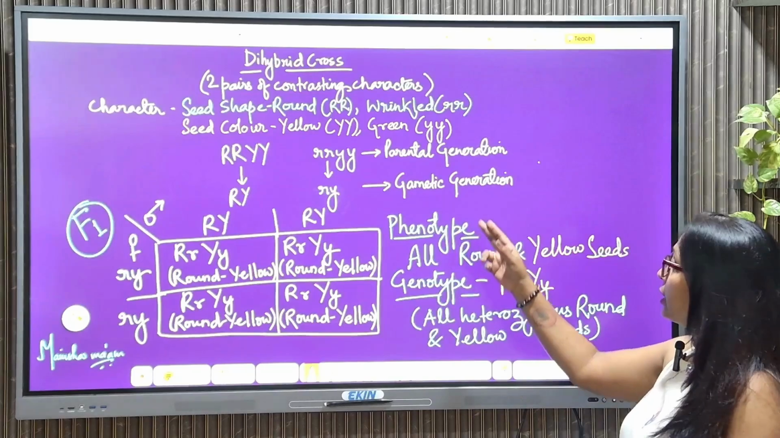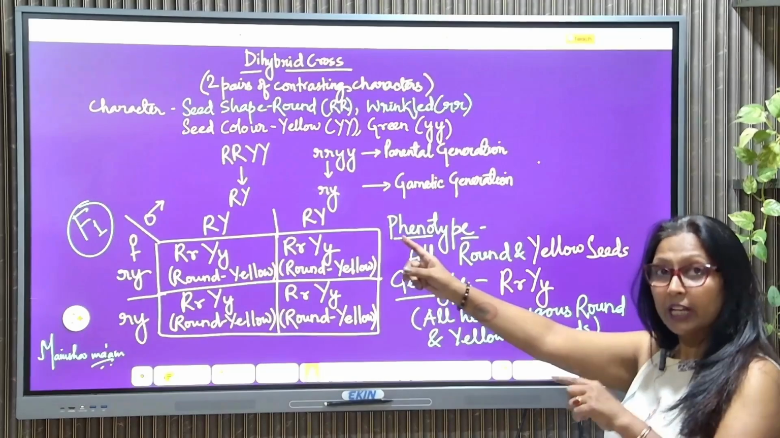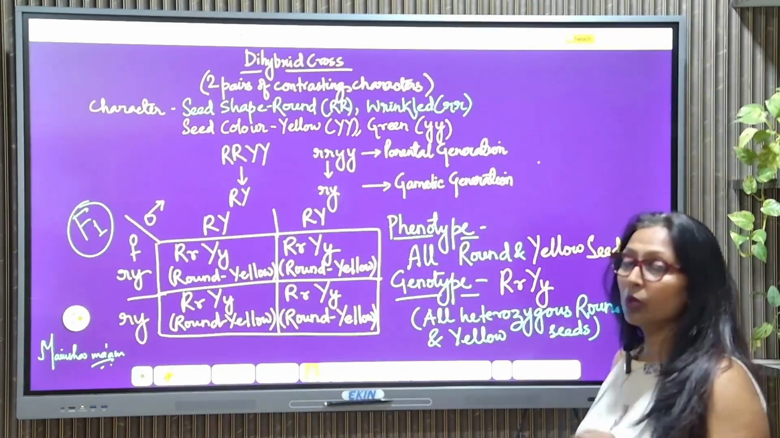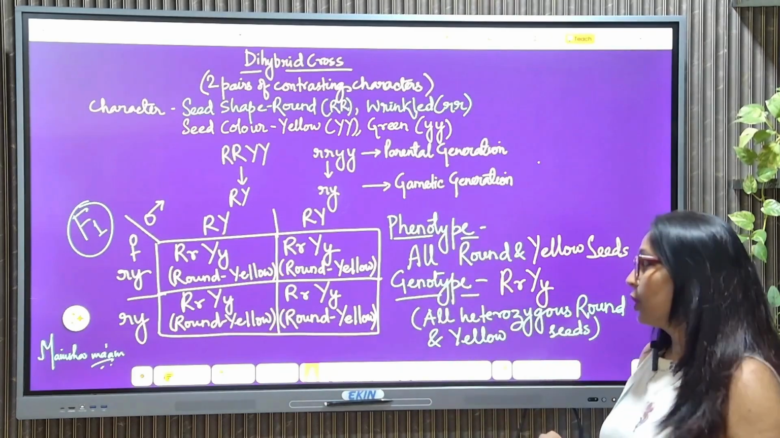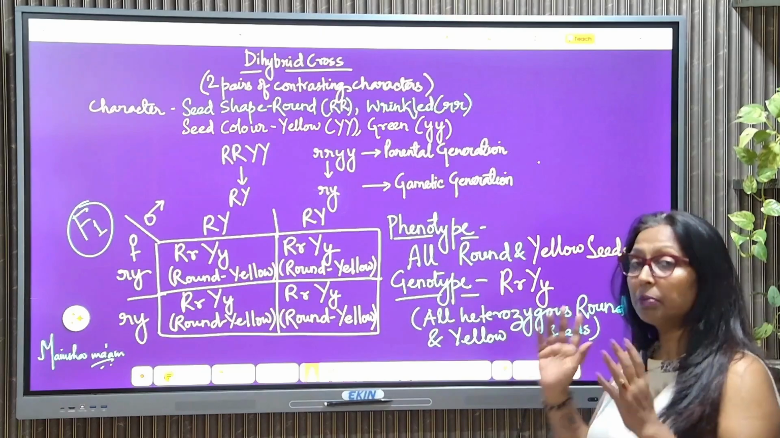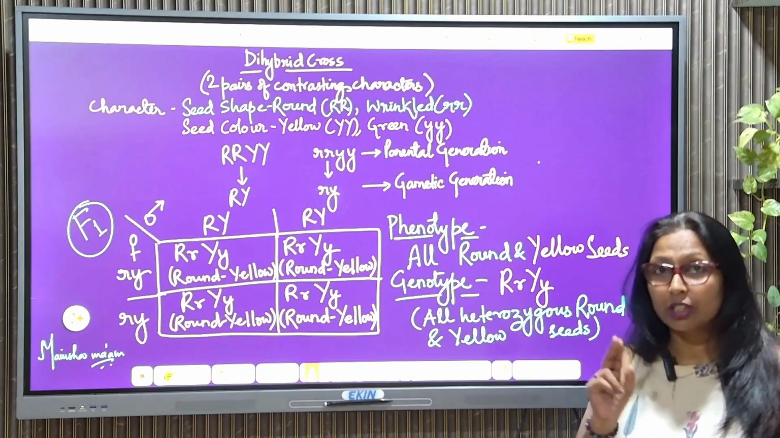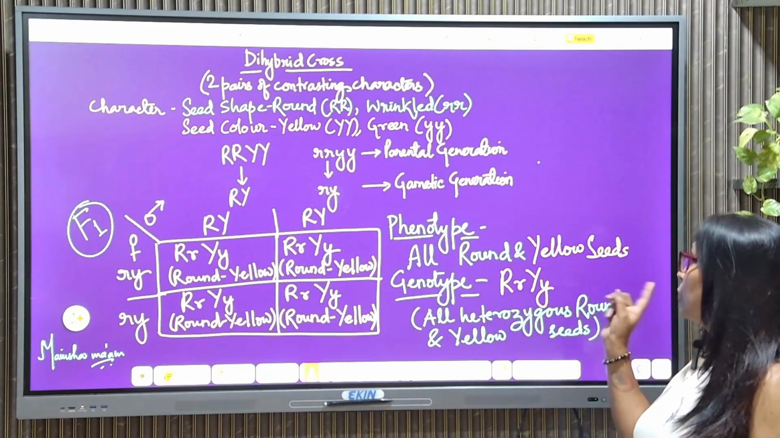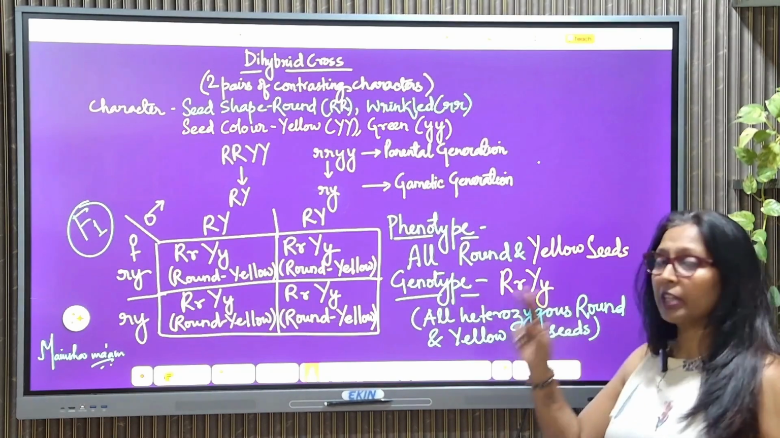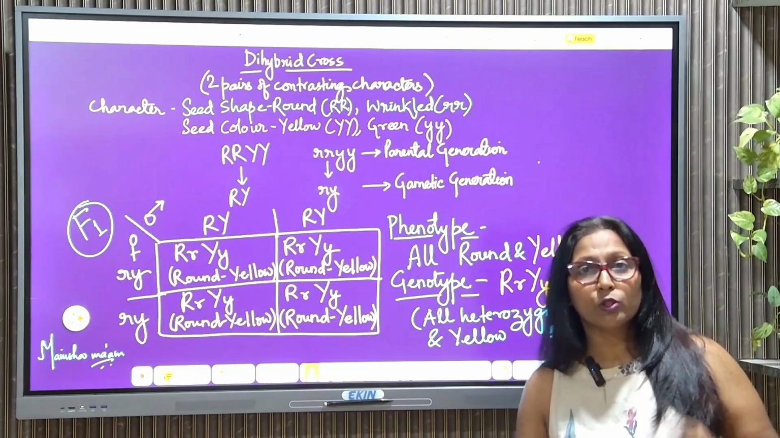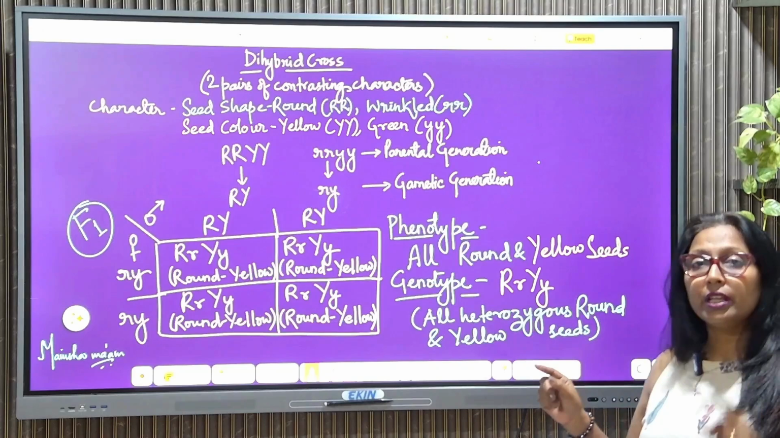So if we take the parental generation as capital R, capital Y in a dihybrid cross, the small r and small y is the recessive. We get the gametes out of them, and in the F1 generation, we can see in the Punnett square that we get 100% round and yellow seeds. So the phenotype for the F1 generation is 100% round and yellow seeds, correct? And then the genotype is capital R small r, capital Y small y. So that is heterozygous round and yellow seeds for a dihybrid cross in the F1 generation.